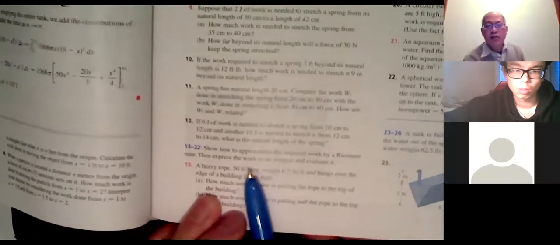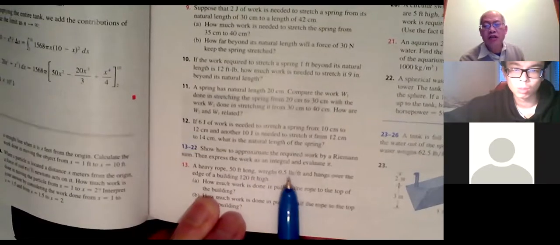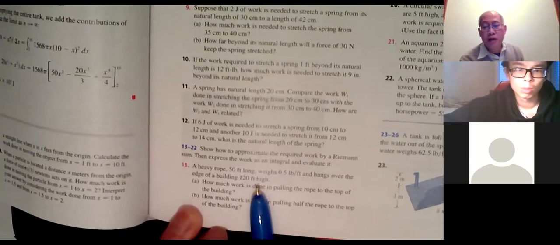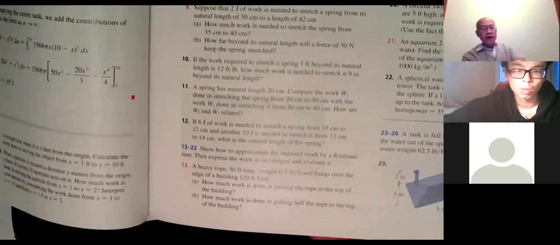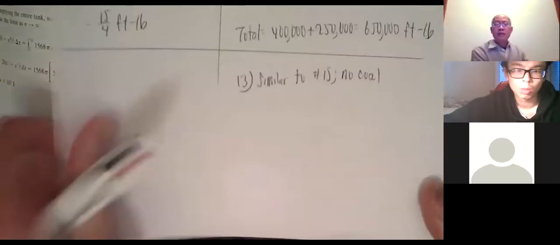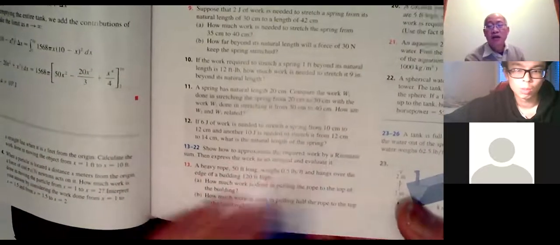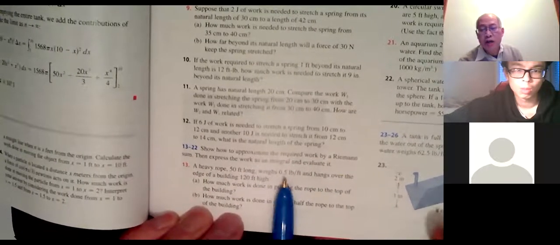Okay, a heavy rope, 50 feet long, 0.5 pounds per foot, hangs over the edge of a building, 120 feet high. How much work is then in pulling the rope to the top of the building? Okay, so work it out just like 15, except there's no coal. You have this rope hanging over the edge, 50 feet, and there's the density. So it's just different numbers.